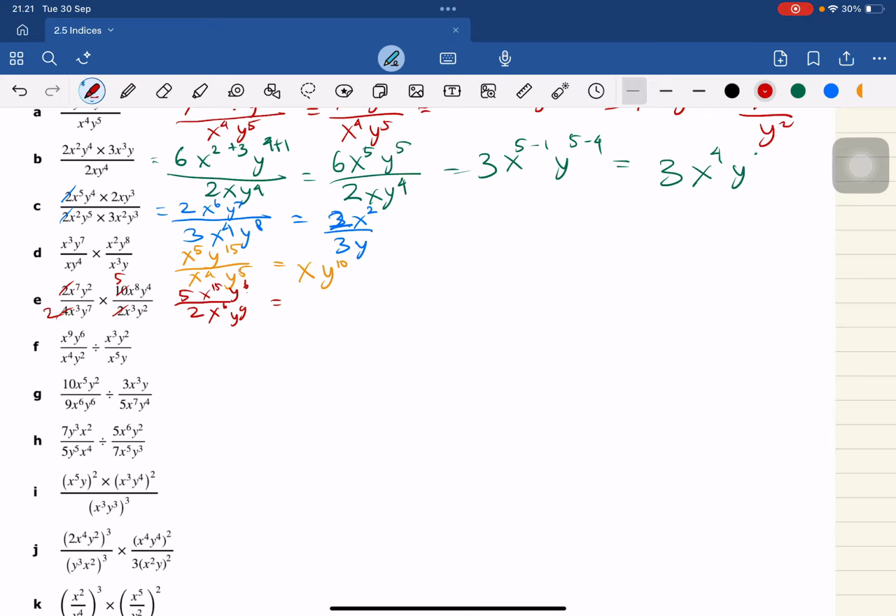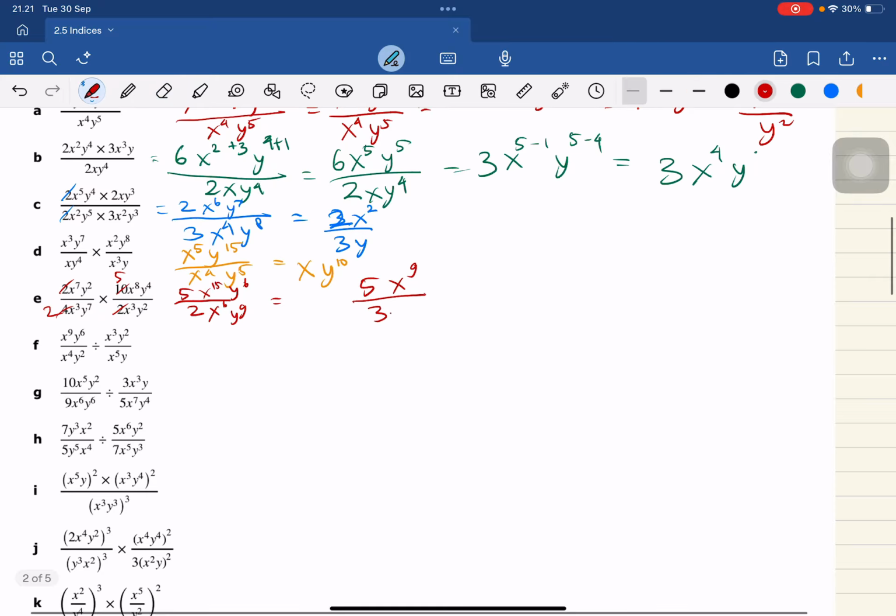So this is left. For the x, we divide by x power of 5. So this is going to be 5 x power of 9 and then 3. Okay, we divide by y power of 6. So this will give us the answer of y power of 3. Okay, there it is.